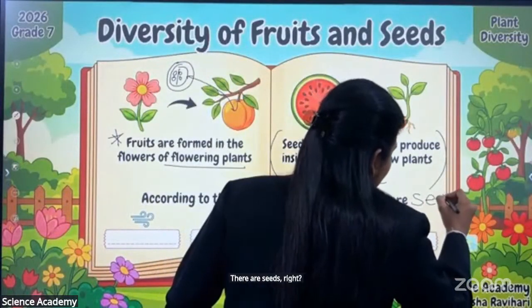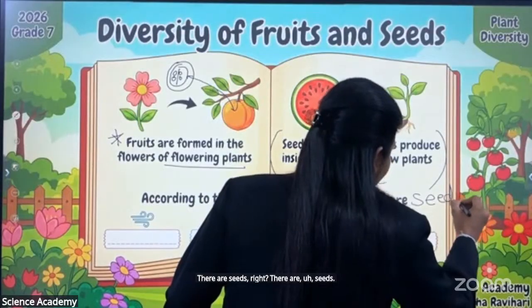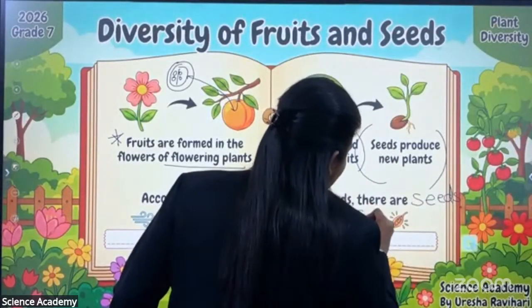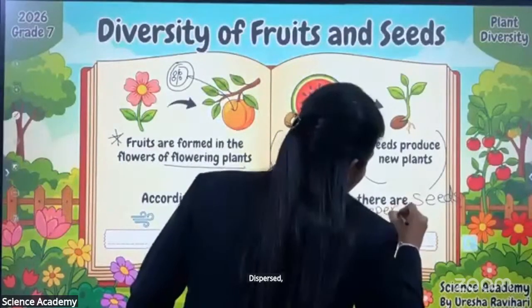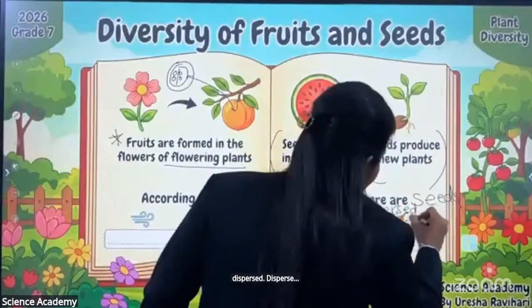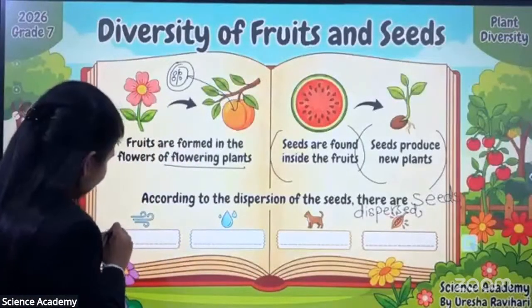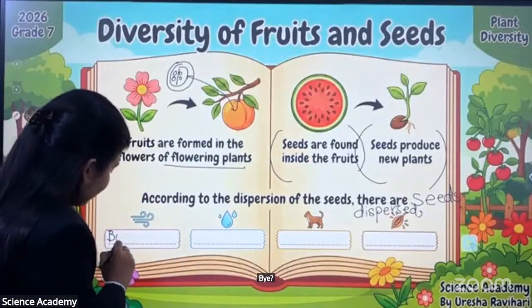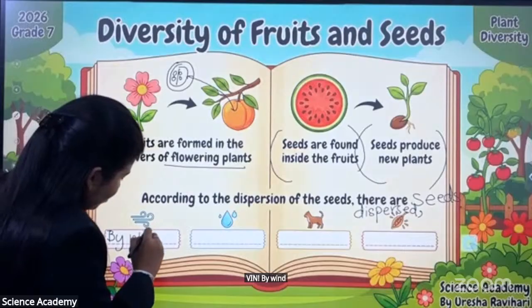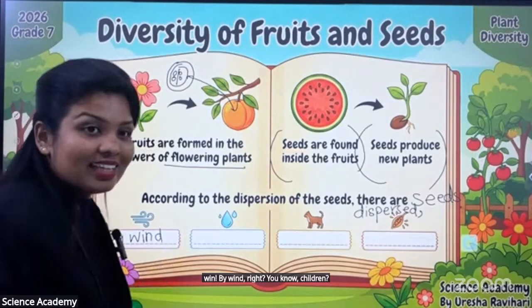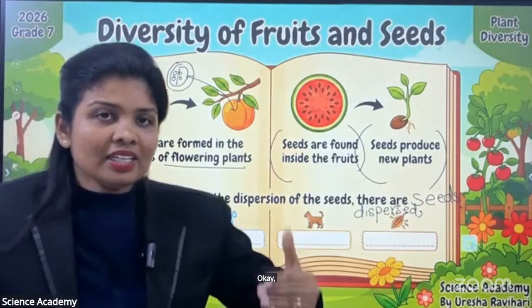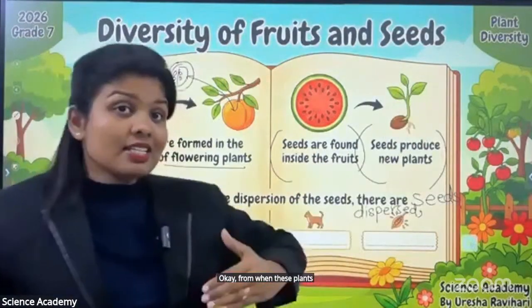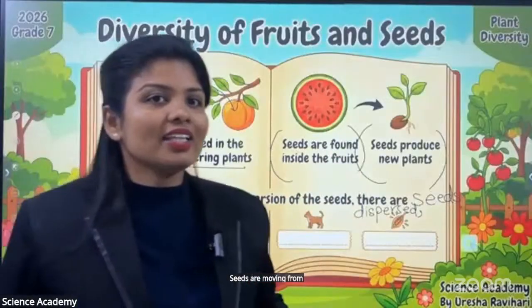There are seeds dispersed by wind, right? You know, children, seeds are there dispersed by wind. Okay, from wind, these plants' seeds are moving from one place to another place.